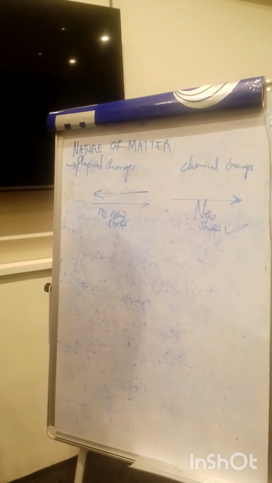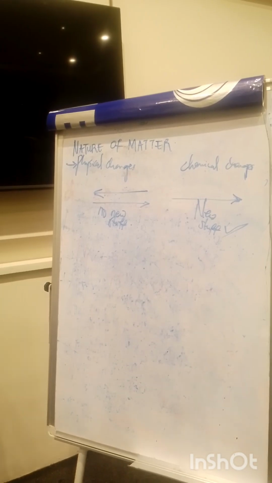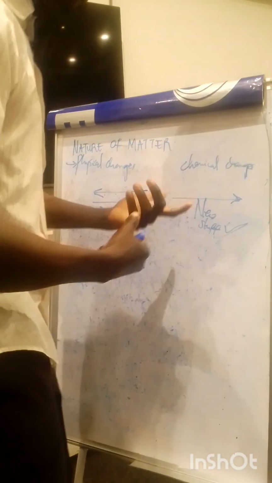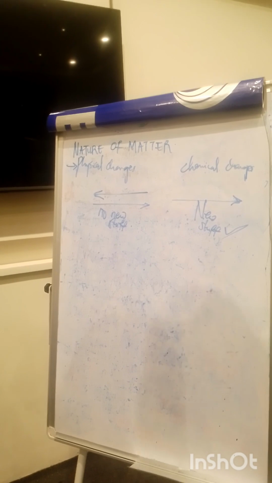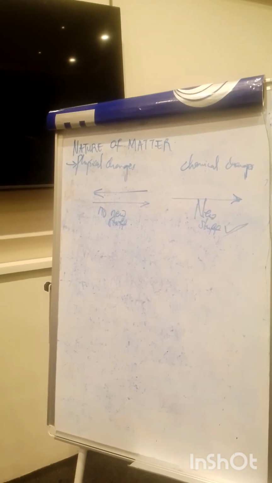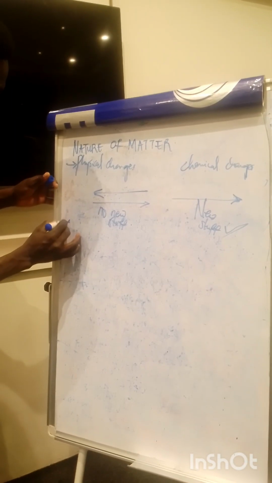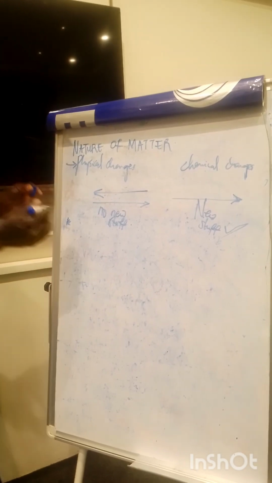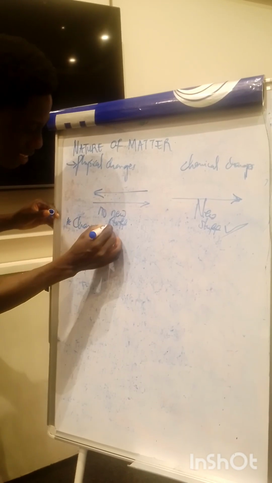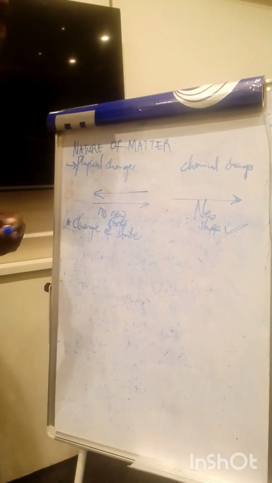Are you with me? Now let's recognize the examples under physical change and those under chemical change, in such a way that you would never forget again. Under physical change, the very first example you should take note of is change of state. Anything that is changing state is a physical change.